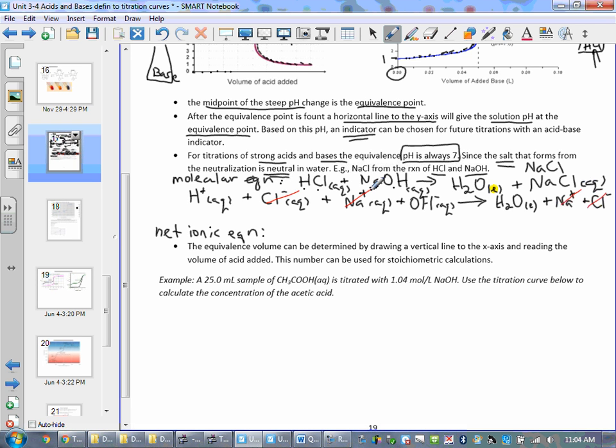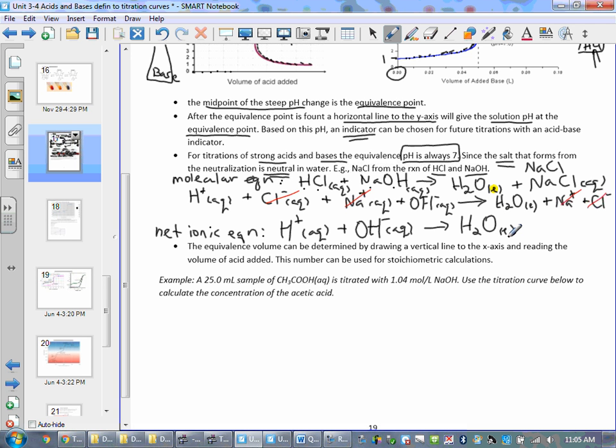Nathan, what's our last step? Put it back all together. Yep, we write it again without the crossed out ones. So we've got H plus reacts with hydroxide to make H2O.